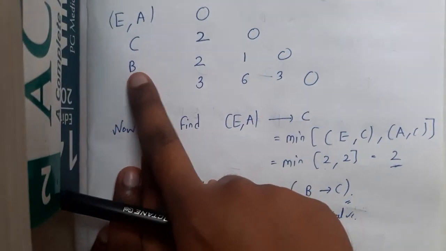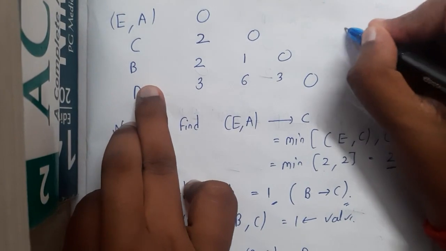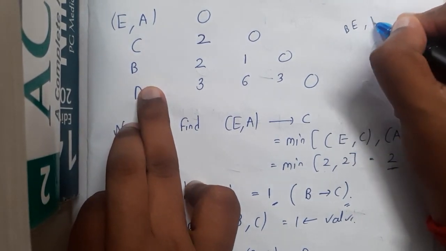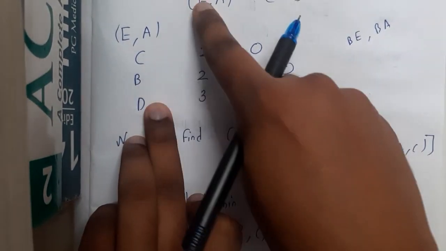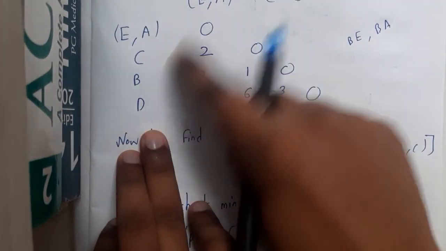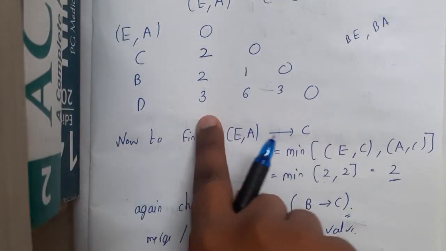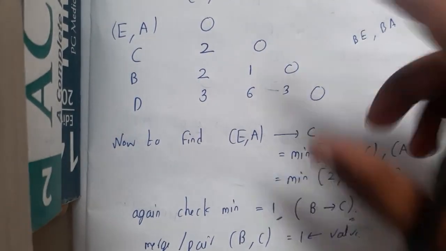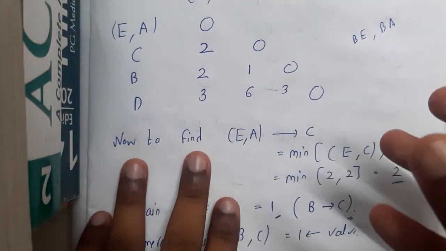For B to these two values you will be checking B to E and B to A. Just check the combinations B to E and B to A. Check which is minimum, write the value. Similarly D to E, D to A. Check which is minimum, write the value. Now you got these values, right? Again repeat the same process.